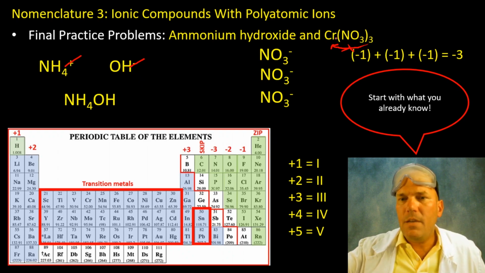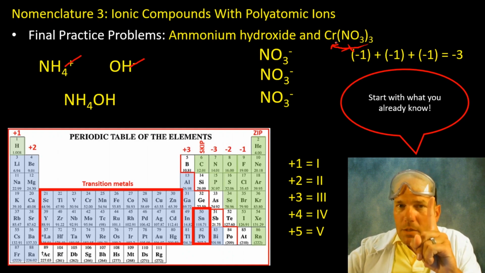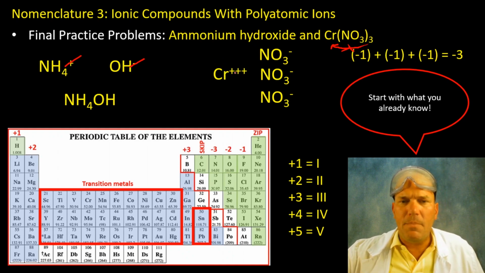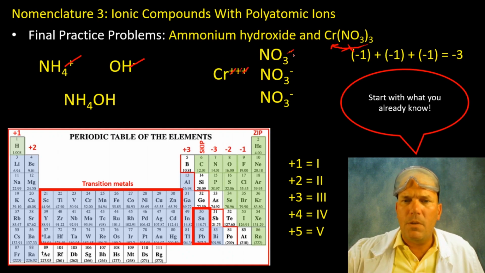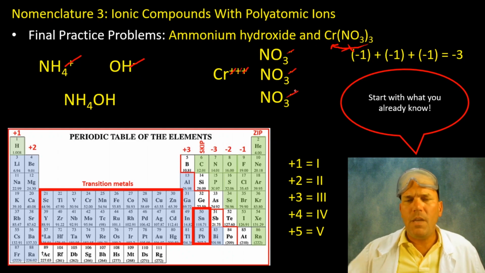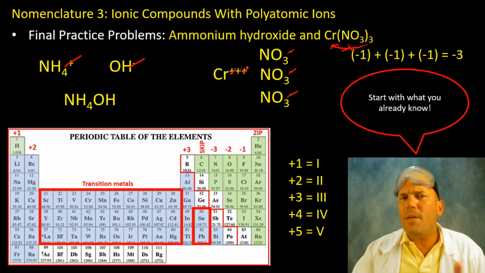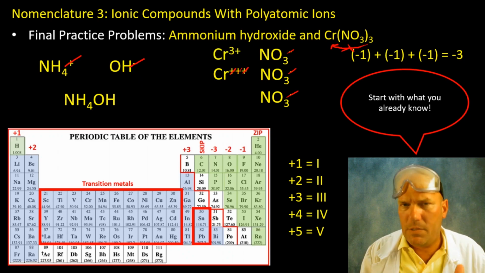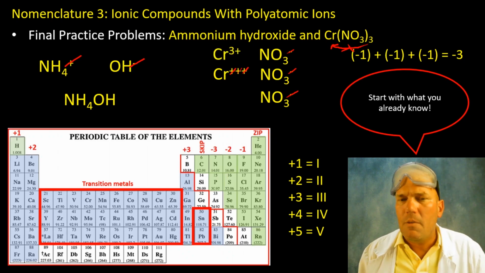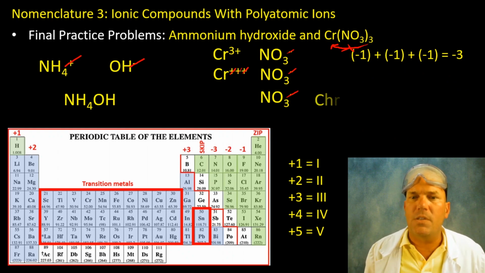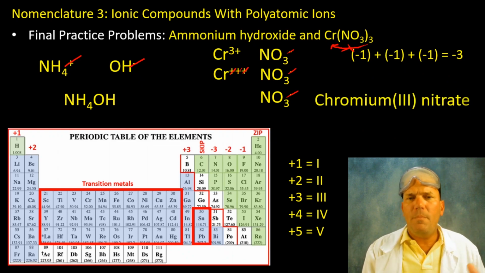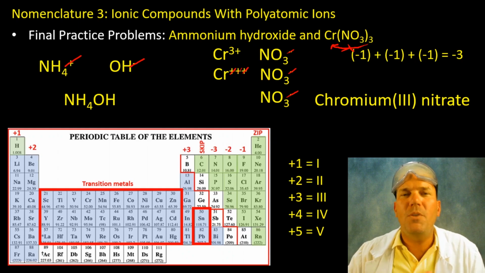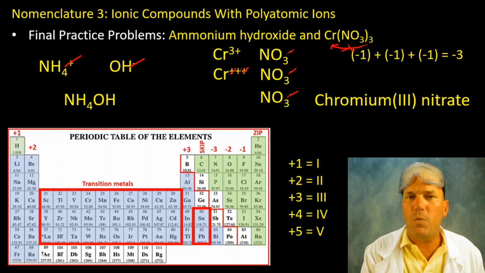So there's nothing here for chromium. Remember, that means 1. So there's only 1 chromium. And that 1 chromium must be +3. 1, 2, 3, because 1, 2, 3. And remember, I'm only showing chromium with those 3 pluses to help you visually understand; the correct way to show this is chromium 3 plus, but I'm just doing this to help you balance the charges. This is chromium 3 nitrate, where the 3 for the Roman numerals is denoting the charge of chromium.